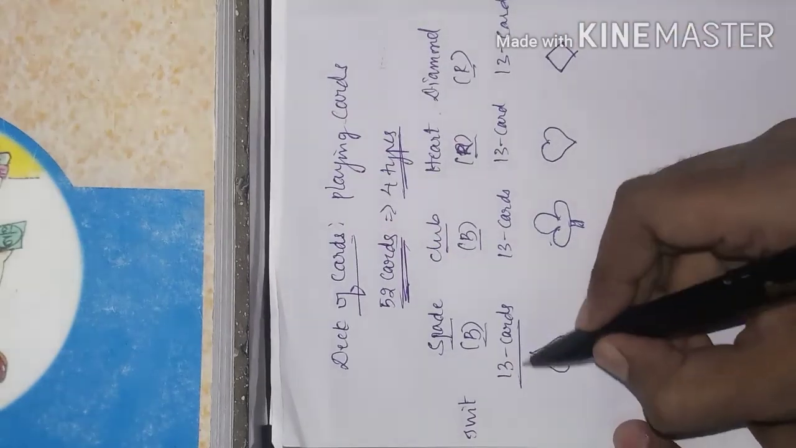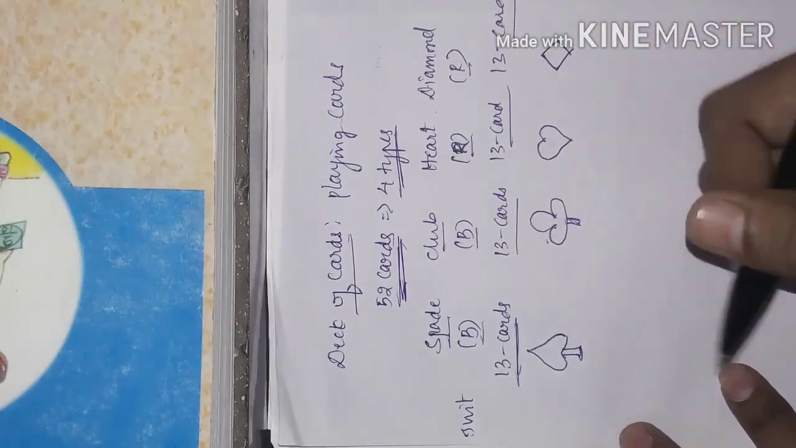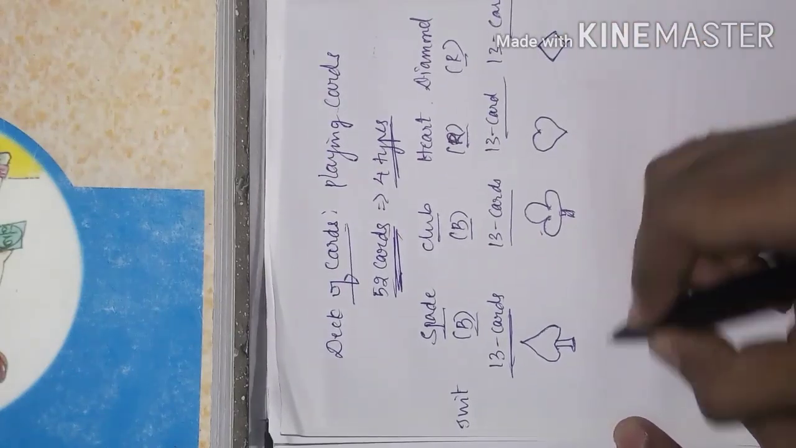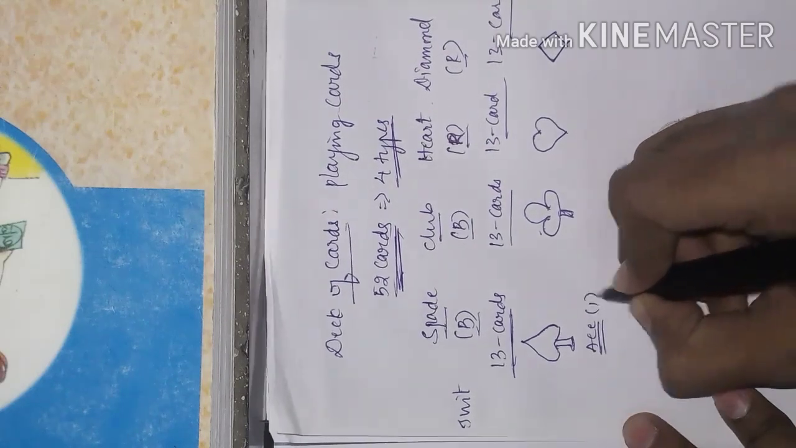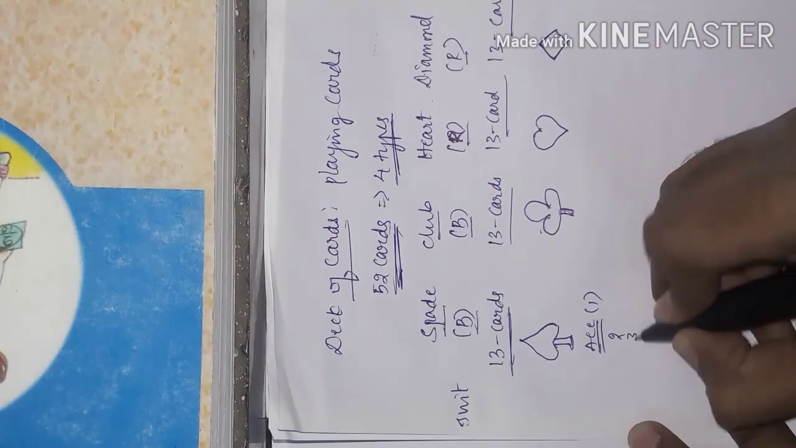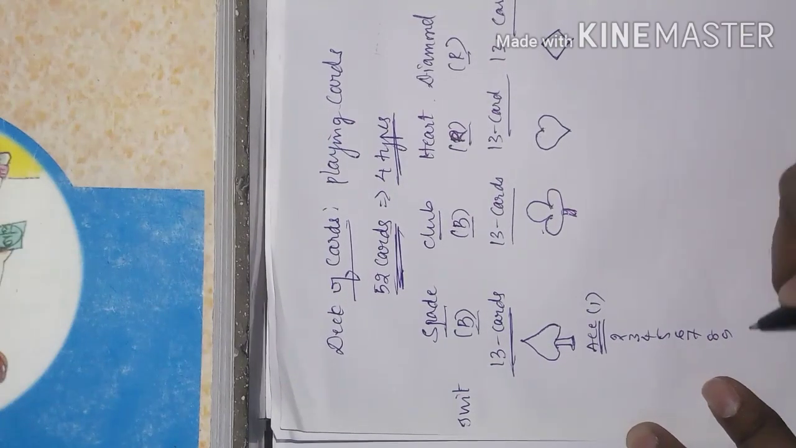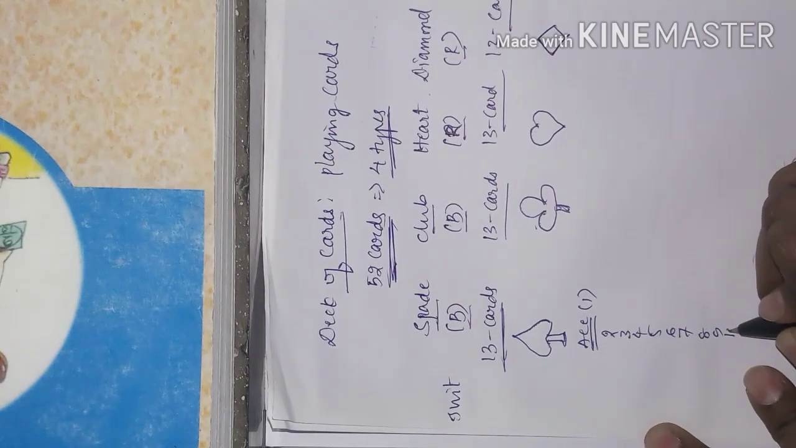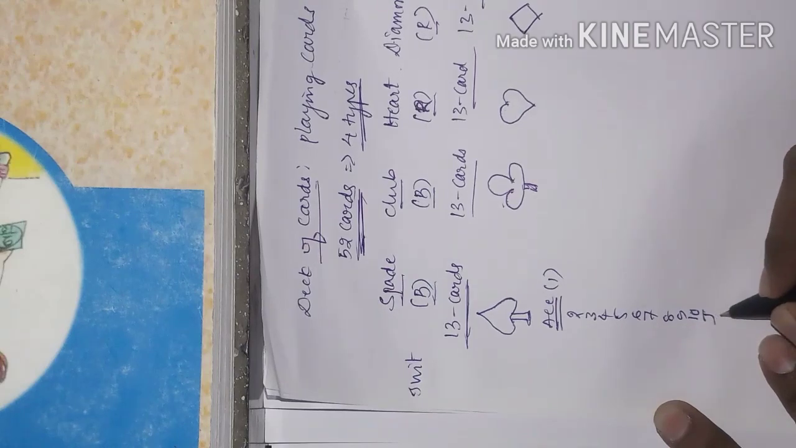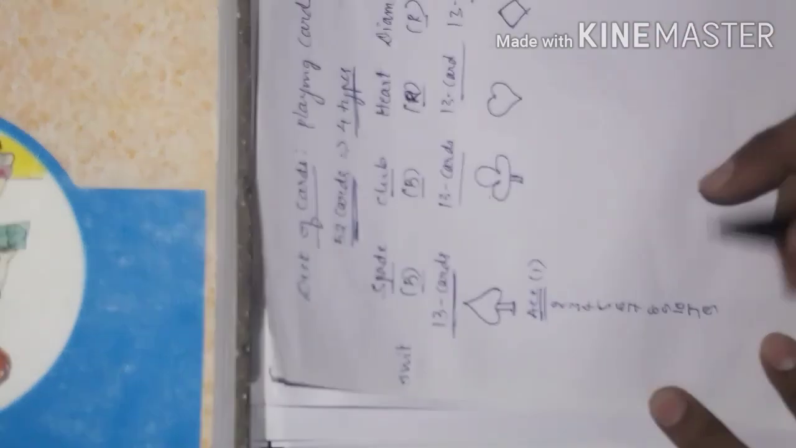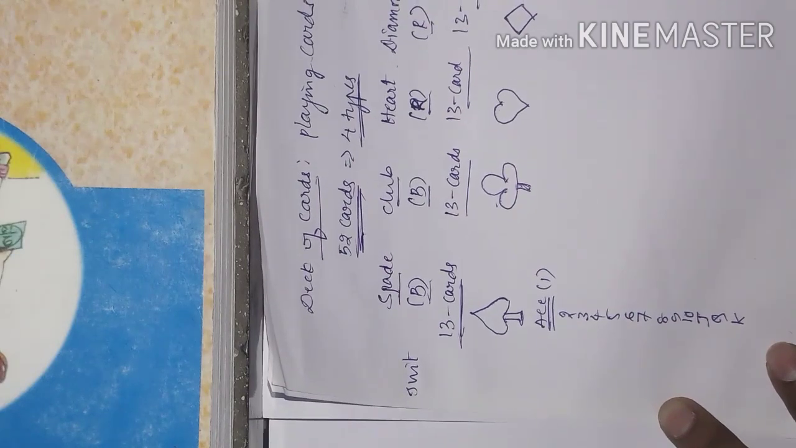So totally we have 13 cards. Which all cards are there? Let us see. First we call it an ace, and ace is nothing but 1. Then 2, 3, 4, 5, 6, 7, 8, 9, 10, and 11 is called jack, 12 is called queen, and 13 is called king.